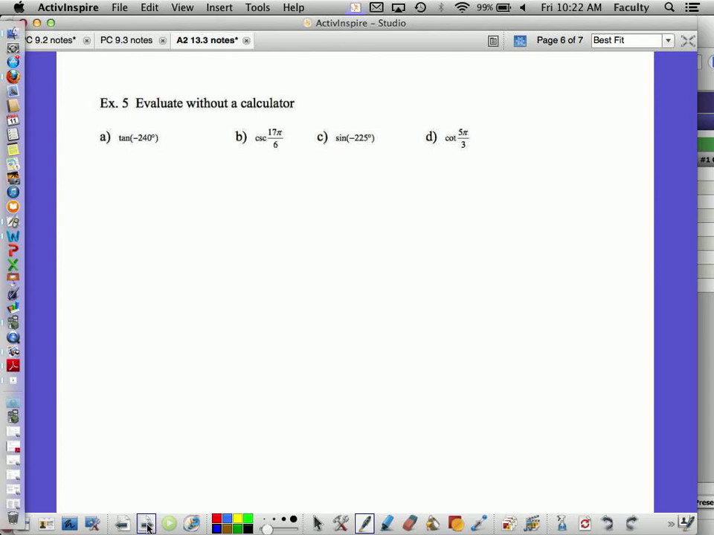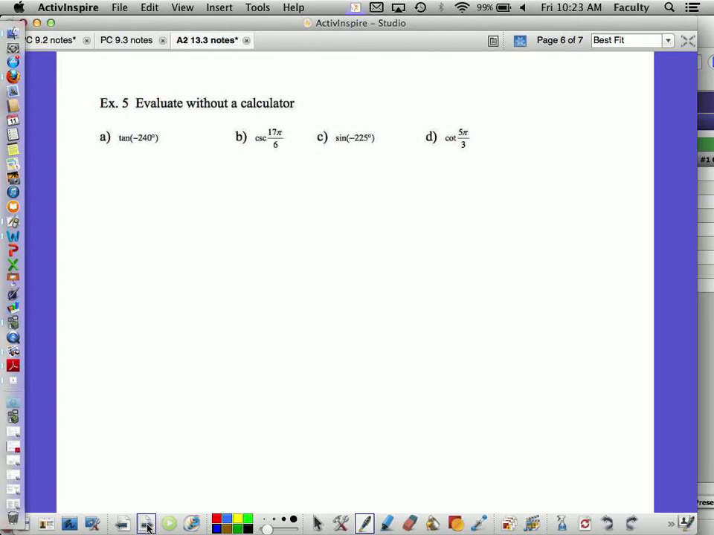So we're going to go through a process, and after we finish the notes, I'm going to ask you to take out paper, and we'll do practice problems. But you should be able to evaluate these without looking at the purple unit circle paper, okay? You should be able to do that. You guys ready?